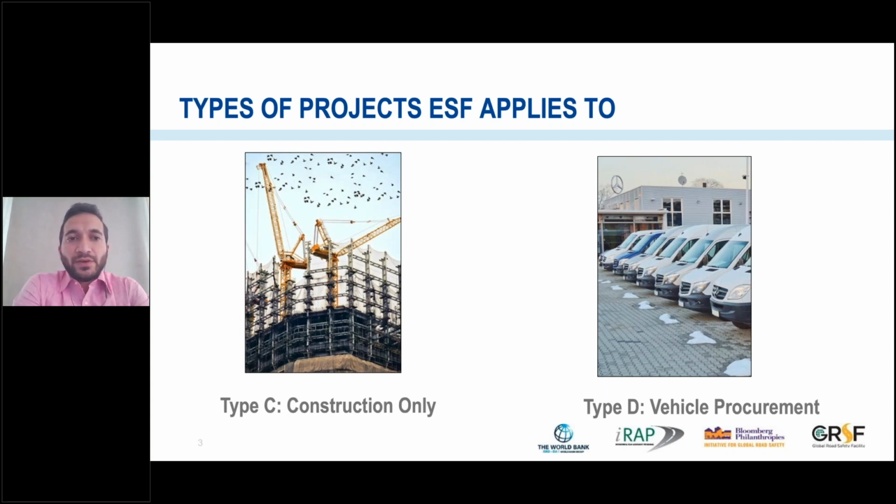There are 2 more types in the World Bank. So type C is the construction only project with road safety impacts during construction only. For example, if we build a dam which will generate additional traffic, we need to address road safety for that particular part. Type D is about vehicle procurements, projects with vehicle procurements as the only influence on road safety. So it could be fleets or even project vehicles.